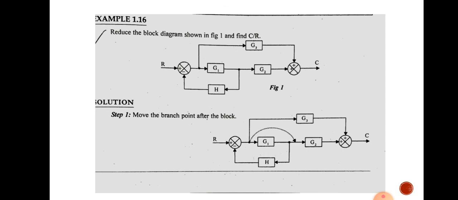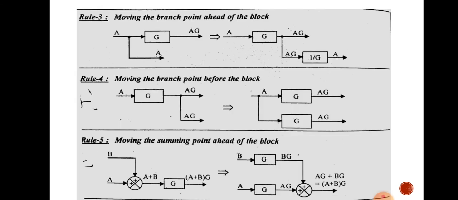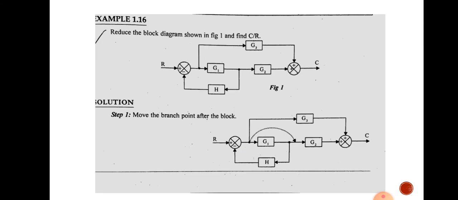So you should remember the rule for changing the branch point ahead of a block. You can go to the rule. This is the rule, moving the branch point ahead of the block. If that branching point is moving ahead of the block G, then in that path there will be 1/G. Another block containing 1/G gain will be there. Similarly you can apply this rule here. In this question, if you are moving the branch point after G1, the G3 path will be modified as it will contain a block 1/G1. So you got the idea.